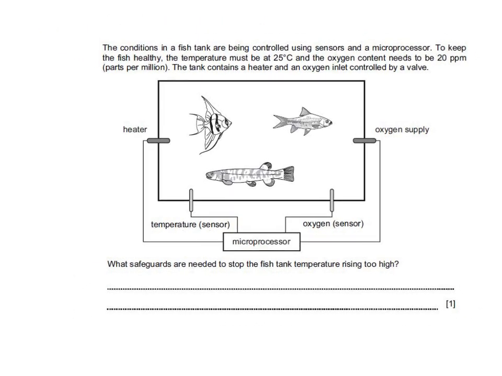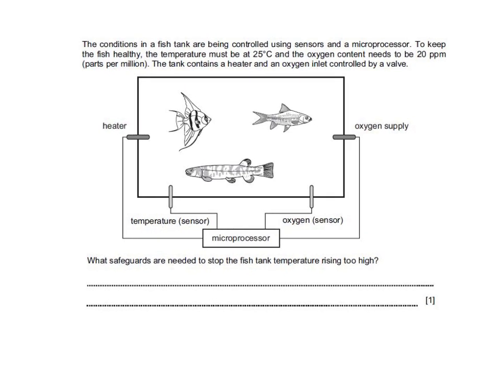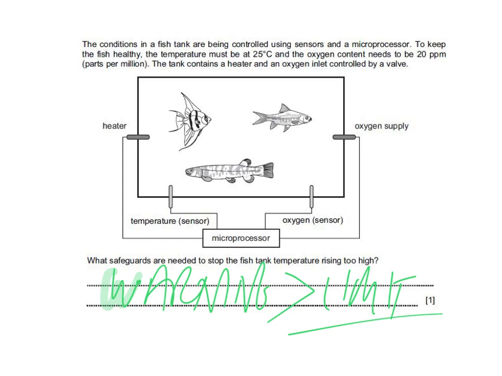Let's see, what safeguards are needed to stop the fish tank temperature rising too high? Let's read it again: to keep fish healthy, 25. It's got a heater, oxygen. What safeguards are needed to stop the fish tank temperature rising too high? I guess we just want a warning signal if it's over a limit. So if something comes into memory or in the microprocessor that's too high, we want some sort of warning.